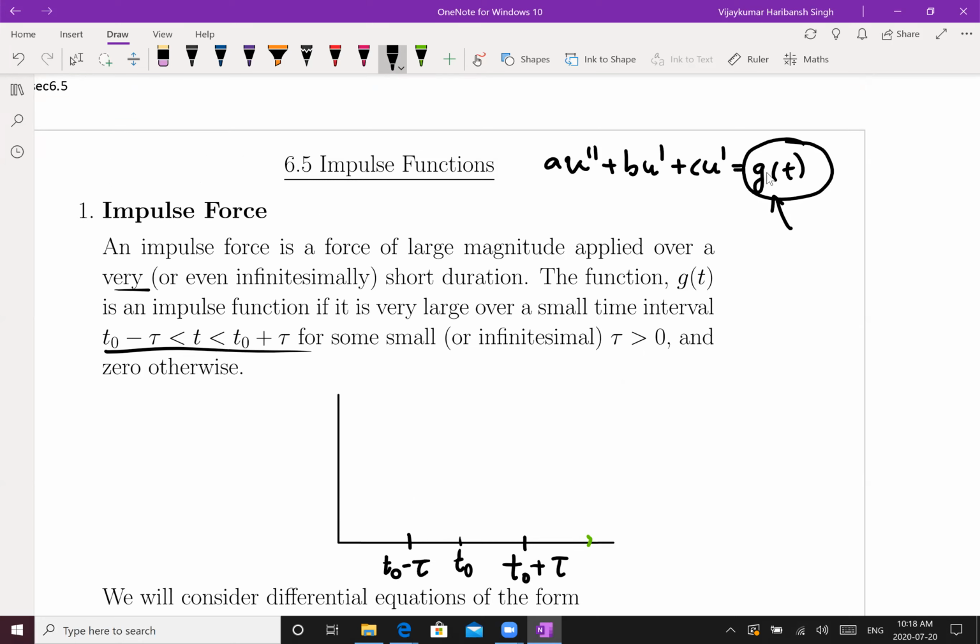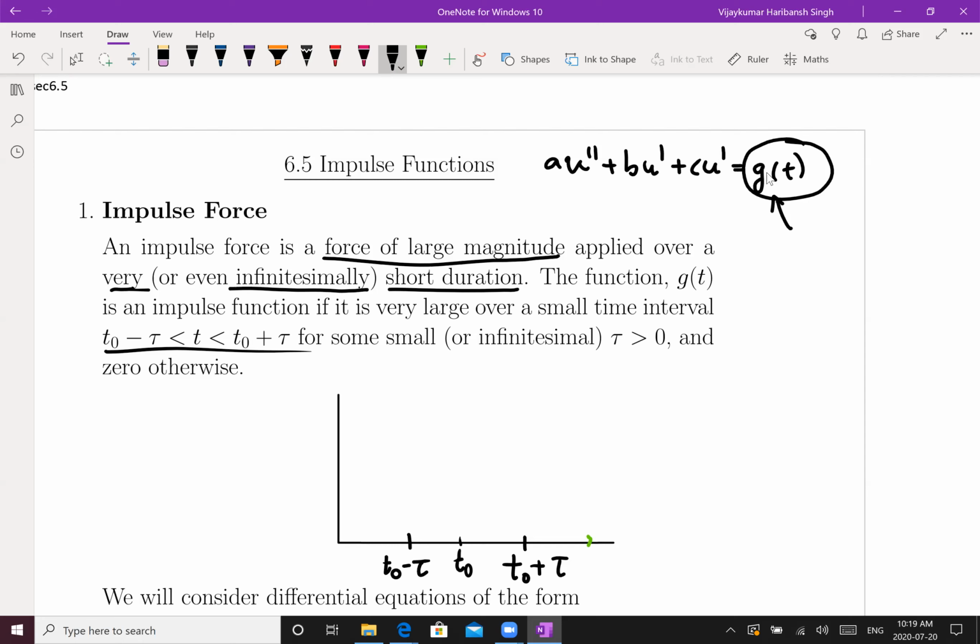Okay. So what is an impulse force? An impulse force is a force of a very large magnitude applied over a very short duration. Okay, so this is what impulse is. Like, think about you have a bell and you just bang it for a second with a very high force. That is an example of an impulse force. The time duration over which it is applied could be even infinitesimally small.